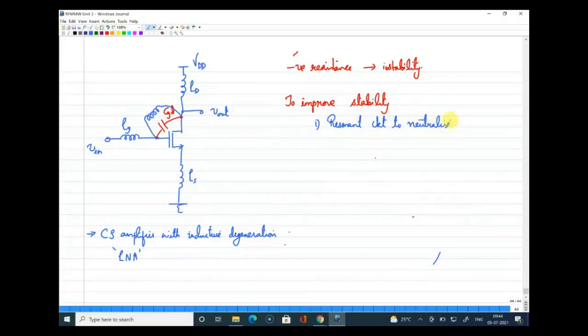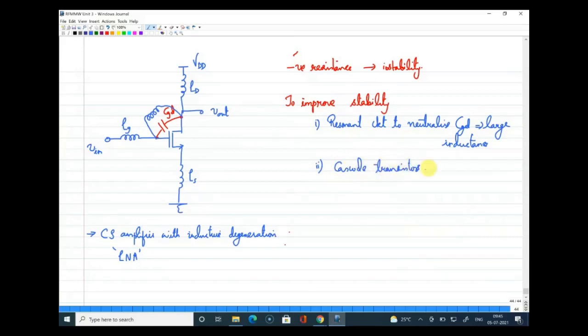But this may result in a large inductance value. Including a large inductance in the layout itself will take some amount of area, so that is not a very optimized solution. But the good solution here, in order to reduce the interaction between input and output port, is that we can add cascoding, or we can add cascode transistors here.